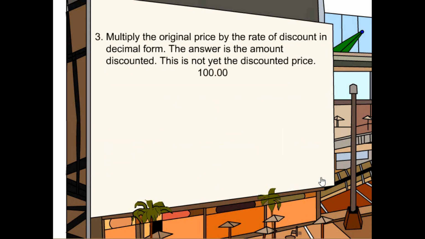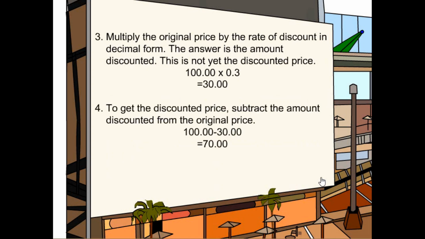Multiply the original price by the rate of discount in decimal form. The answer is the amount discounted. This is not yet the discounted price. To get the discounted price, subtract the amount discounted from the original price.